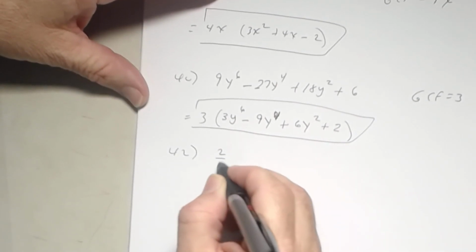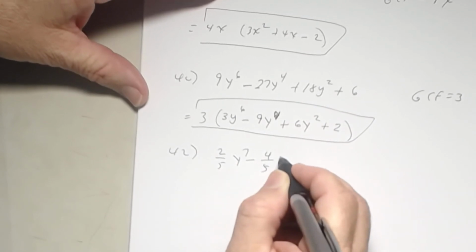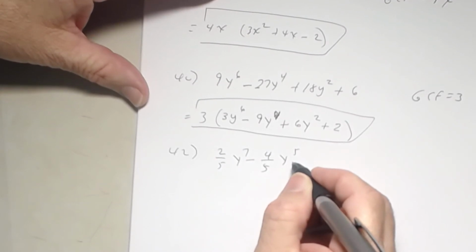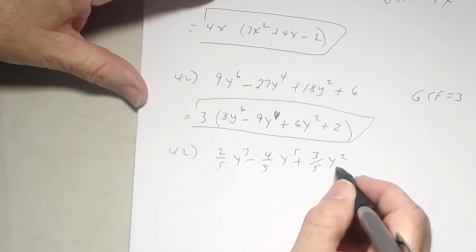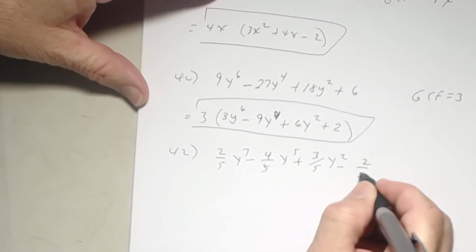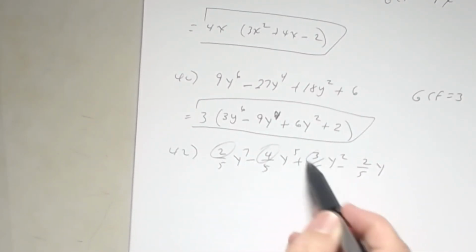You have 2/5 y to the 7th minus 4/5 y to the 5th plus 3/5 y squared and minus 2/5 y. Okay, it's not that bad because if you look at the denominators, they're all the same. They're 5. So you're going to have at least the GCF being a 5th. Oh, thank goodness. So look at the numerators though. A 2, a 4, a 3, and a 2.